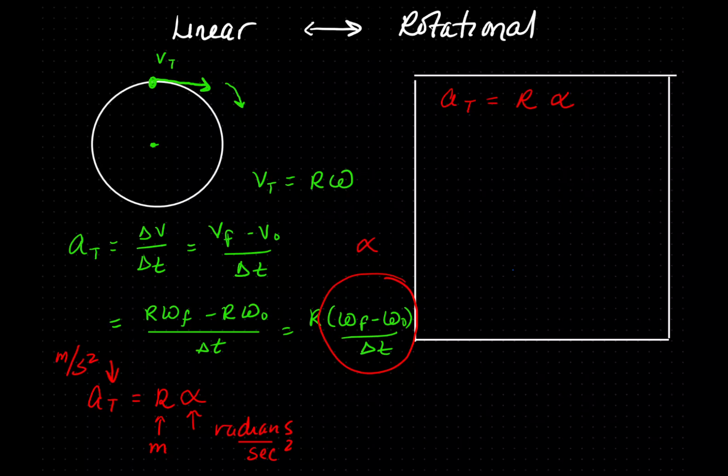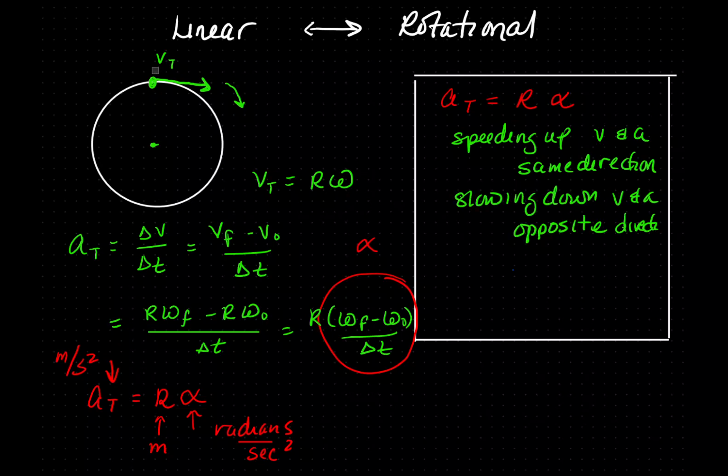Since tangential acceleration is a linear acceleration, the direction will depend on if it's speeding up or slowing down. If it's speeding up, then as before, V and A will be in the same direction. If it's slowing down, it will be in the opposite direction. Speeding up, my acceleration will be in the same direction as my tangential velocity.